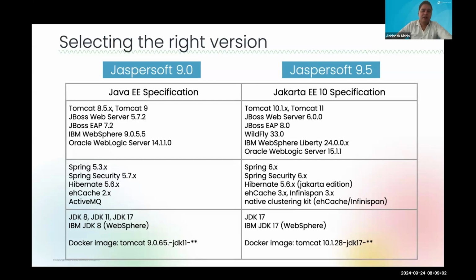Now let's spend a couple of minutes here. So as I said, in the beginning of the year, we released Jaspersoft 9.0. And it was released with Java specifications, right? And you can see all the web application servers we support, all the third-party libraries, the primary ones, which is Spring Security, Hibernate, right? And the different JDKs we support.